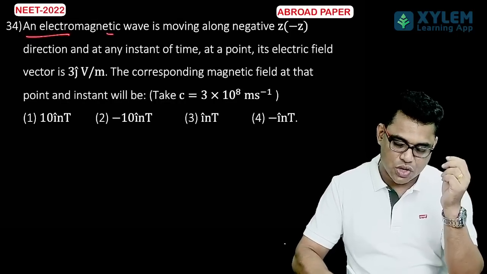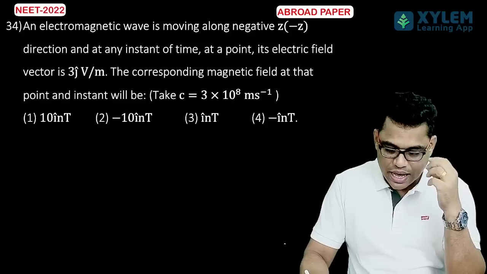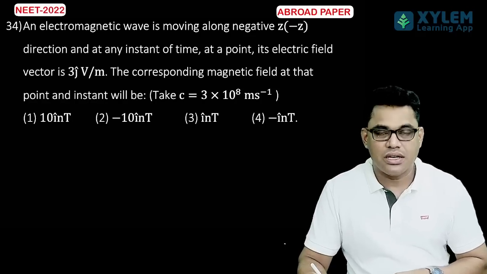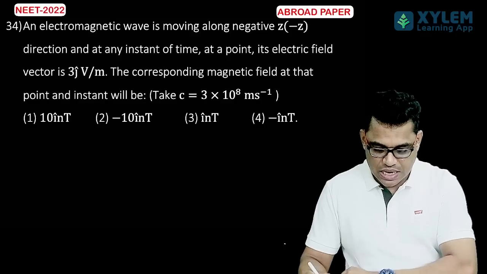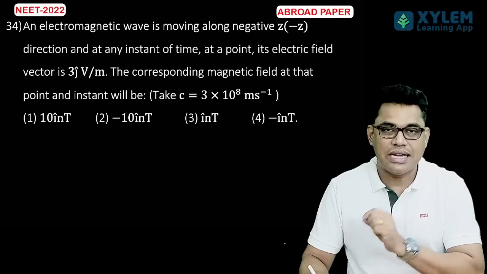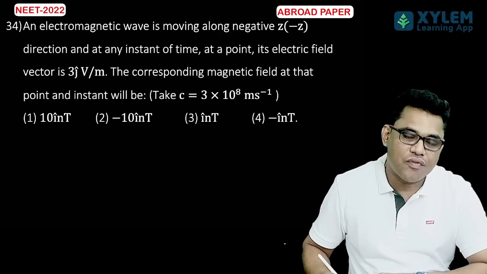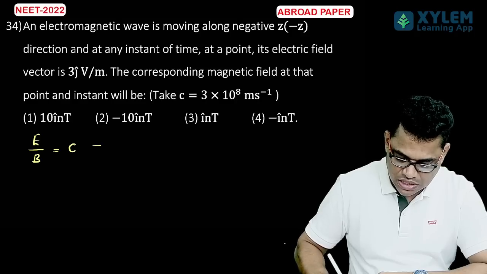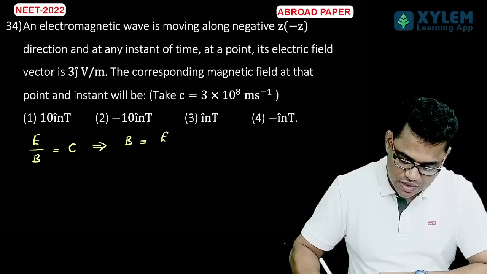34. An electromagnetic wave is moving along negative z direction, and at any instant of time at a point, its electric field vector is 3j volt per meter. The corresponding magnetic field at that point and instant will be? You know, magnetic field and electric field are related by this formula. E by B will always be a constant, which is equal to C. From this, you can find B is equal to E by C.